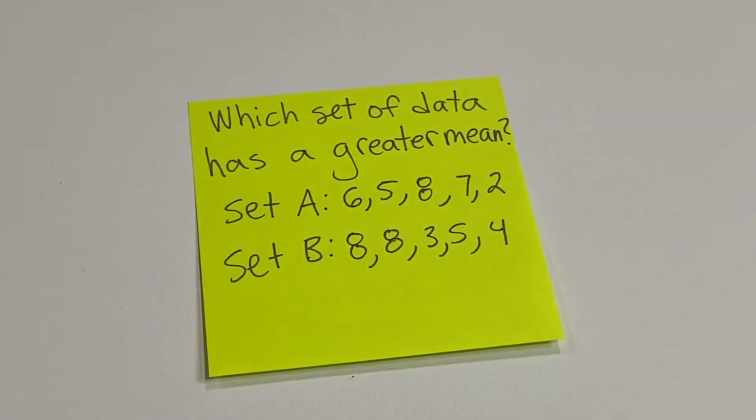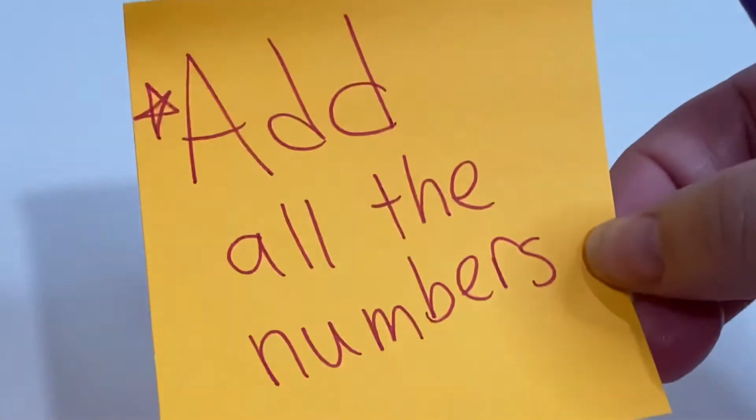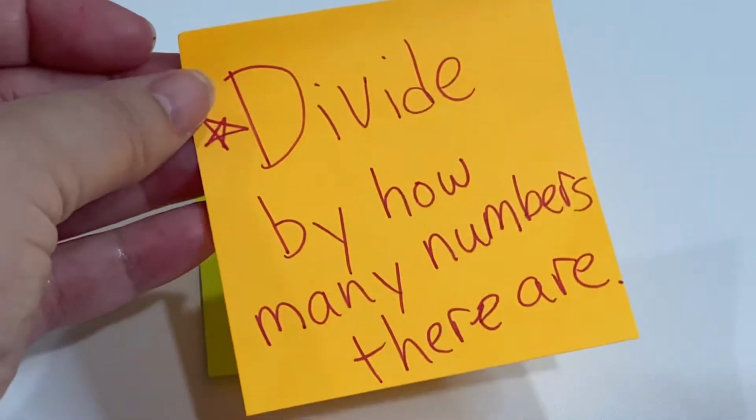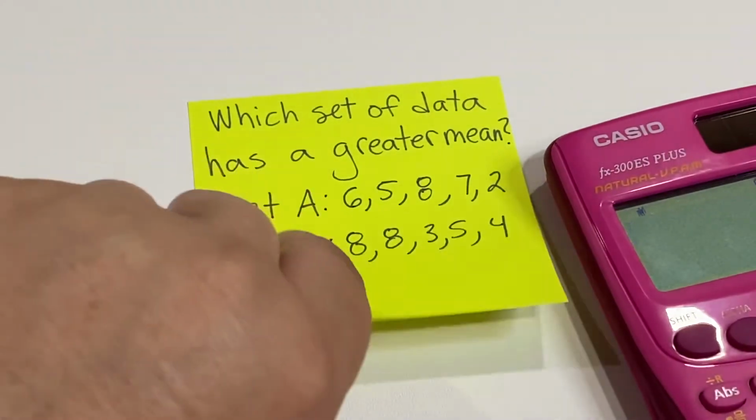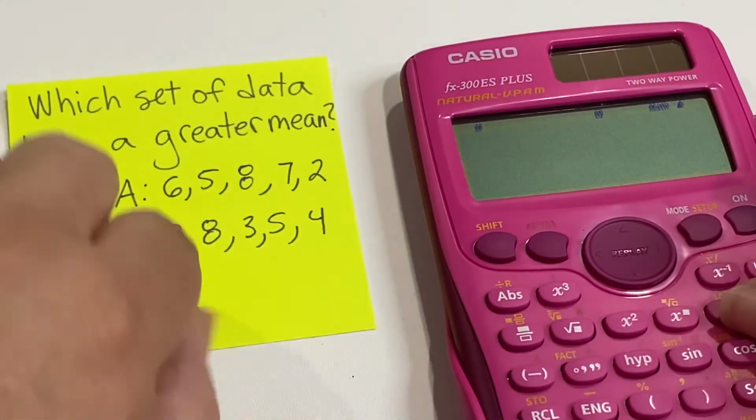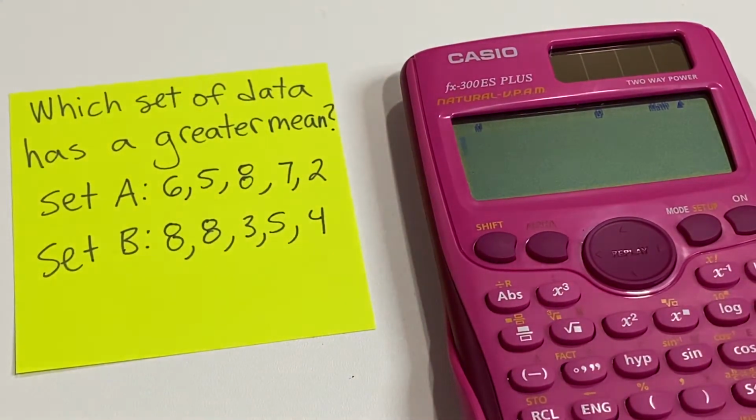do the calculation. So as normal, we are going to add all the numbers, divide by how many numbers there are to find the mean. But this time we're going to have to find two different means. The mean of set A of data and the mean of the set B data.